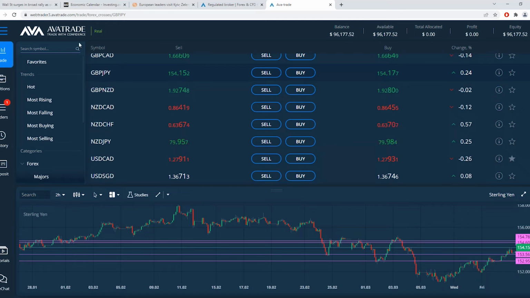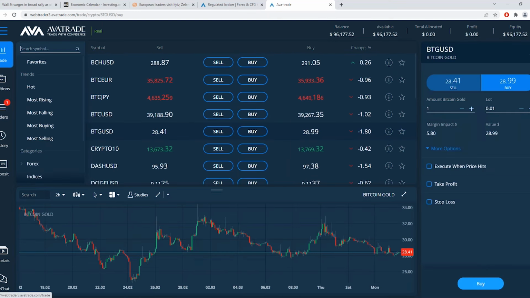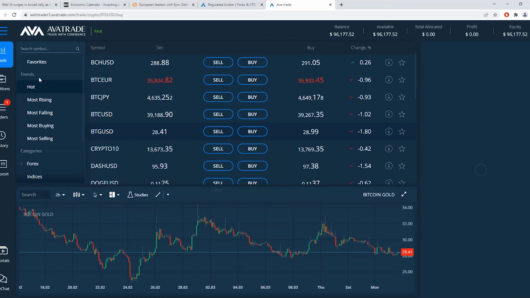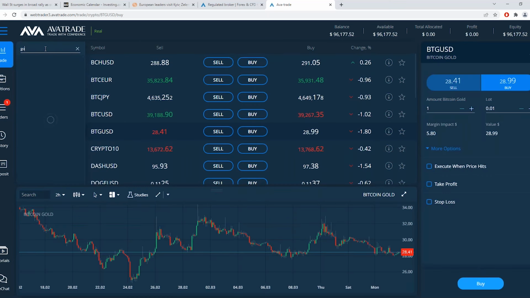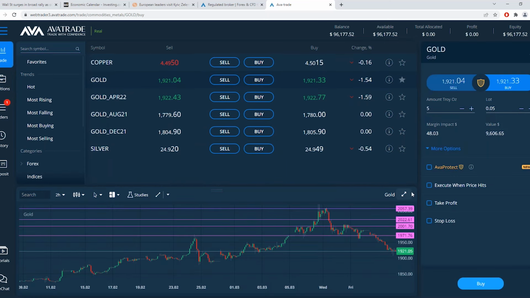Any requests on instruments? I see gold popping up. Let's take a look at gold. No, not Bitcoin gold. Apologies. And now we have gold.